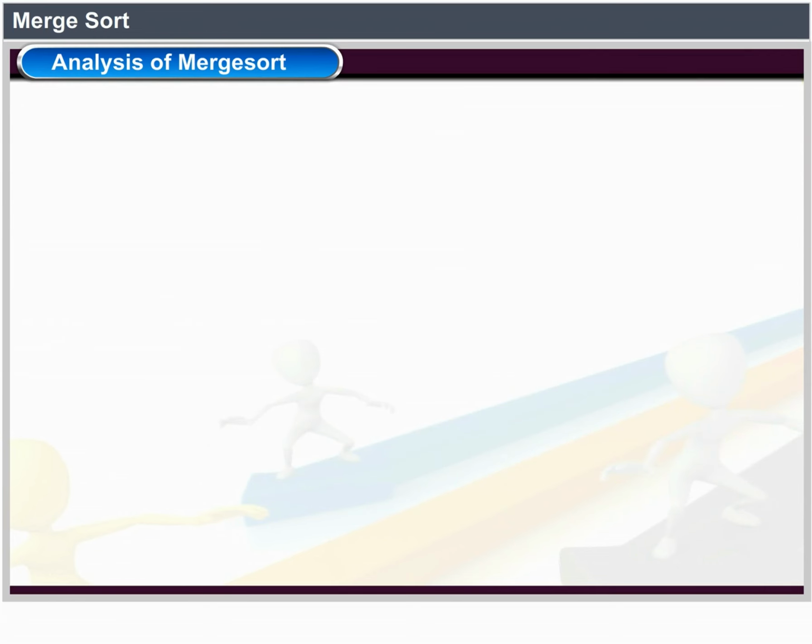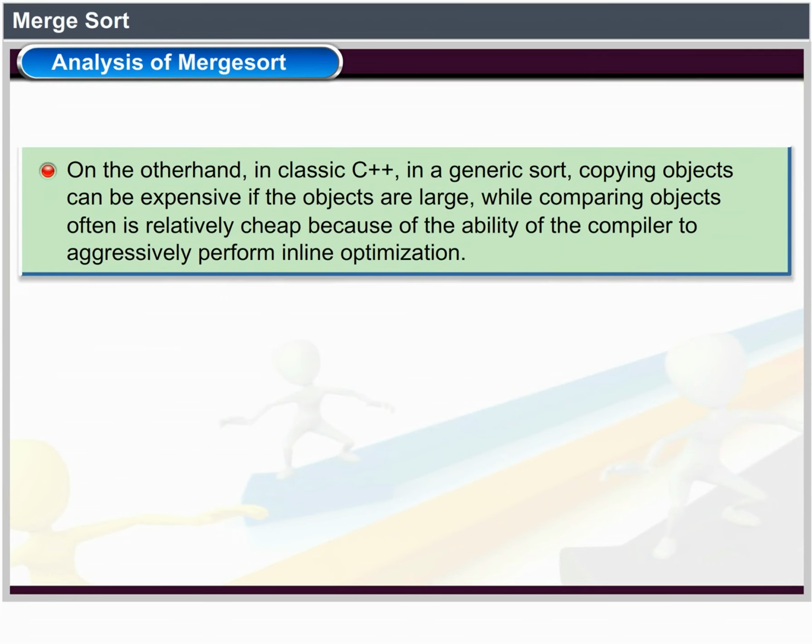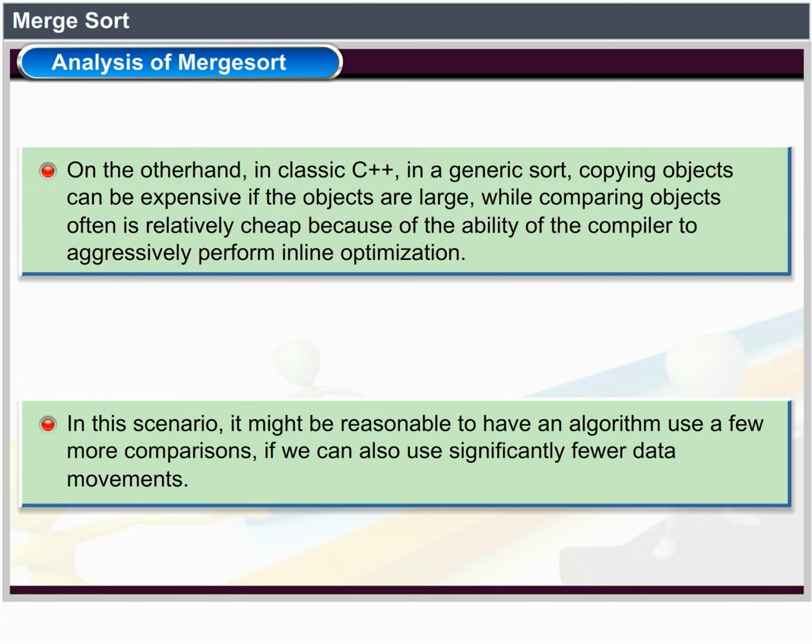On the other hand, in classic C++, in a generic sort, copying objects can be expensive if the objects are large, while comparing objects often is relatively cheap because of the ability of the compiler to aggressively perform inline optimization. In this scenario, it might be reasonable to have an algorithm use a few more comparisons if we can also use significantly fewer data movements.